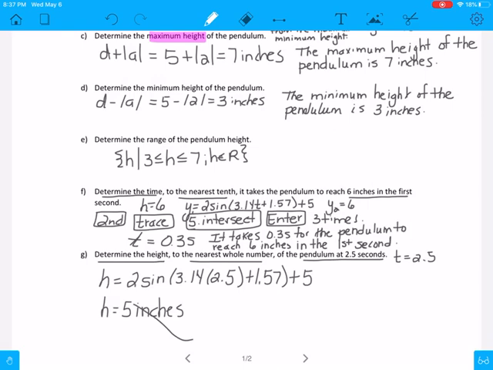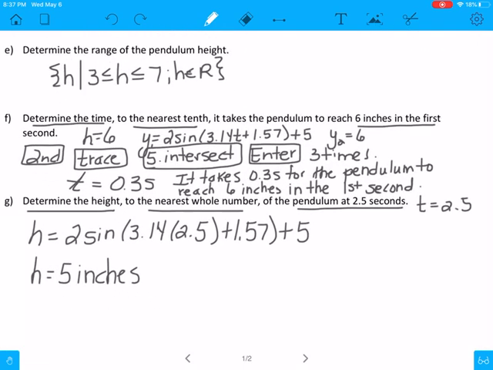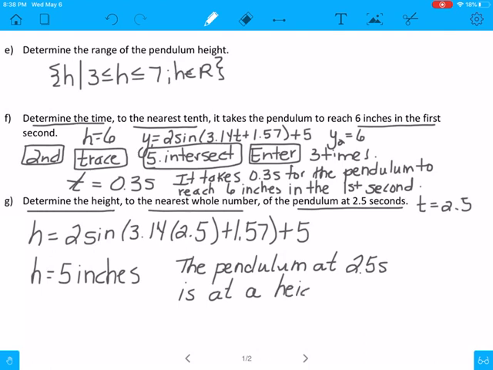We go to write our sentence. Determine the height to the nearest whole number of the pendulum at 2.5 seconds. The pendulum at 2.5 seconds is at a height of 5 inches.